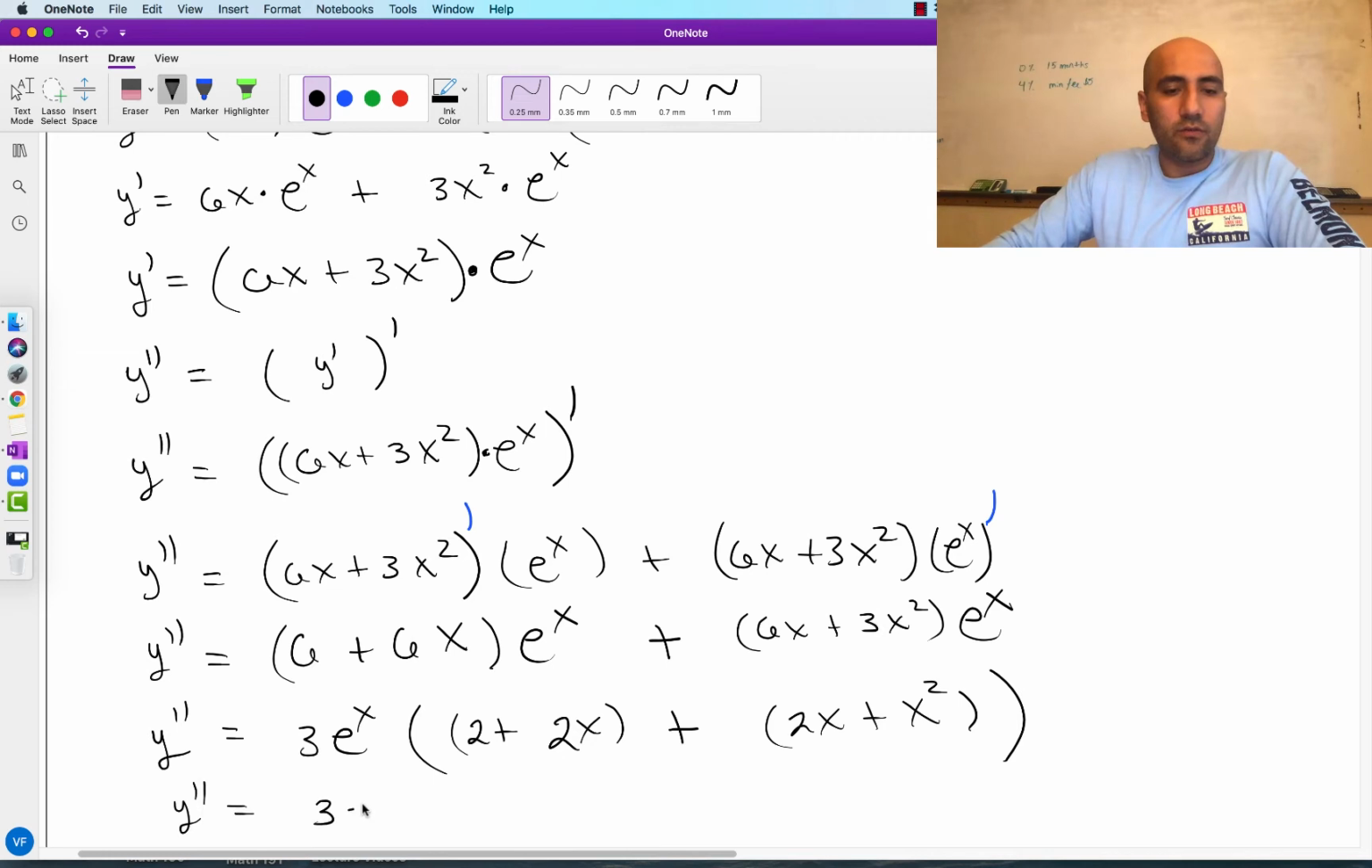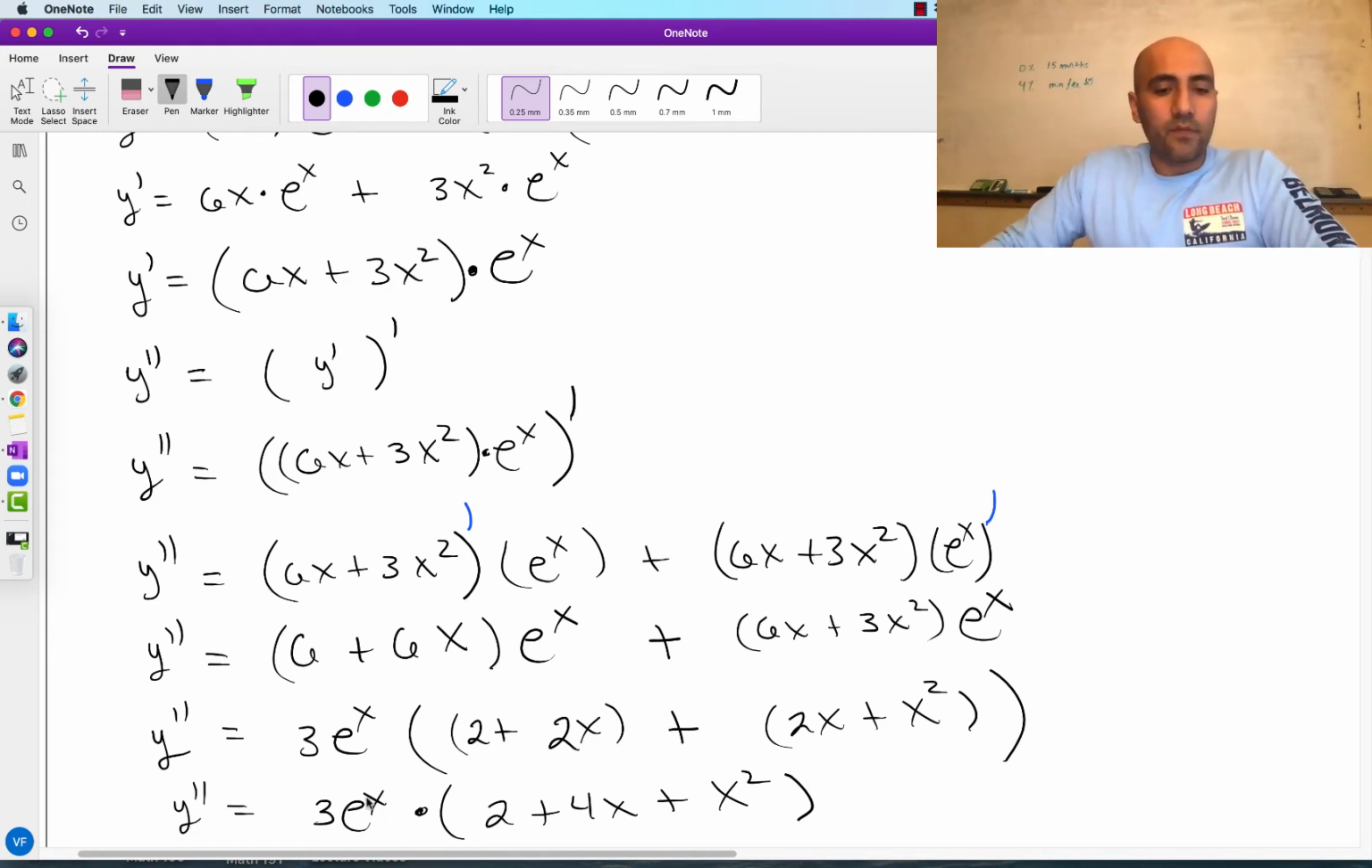This turns into 3e to the x, parentheses. Now nobody wants to play with this 2, but the 2x and the 2x combine, so we'll have 2 plus 4x plus x squared. So once again, we've managed to simplify it a little bit into something that's just the product of a constant, e to the x, times something that looks like a simple polynomial. Okay, so finding the third derivative should be no problem at all.